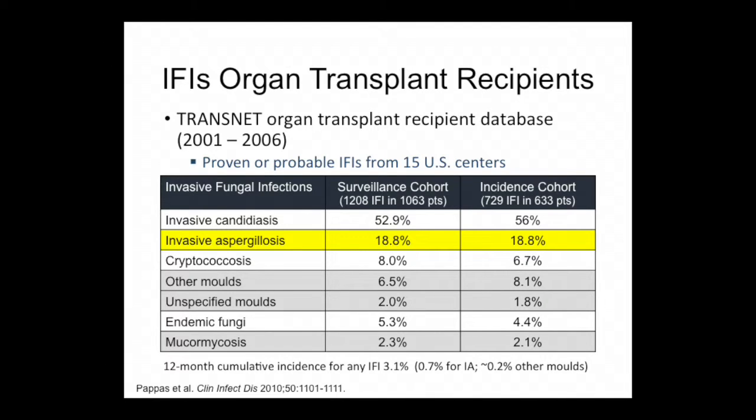So the first slide here is from the TRANSNET Organ Transplant Recipient Database. This collected cases of proven and probable invasive fungal infections from 15 U.S. centers from 2001 through 2006. And it was shown that invasive candidiasis was the most prevalent invasive fungal infection. This was followed by invasive aspergillosis, but there were some other molds as well that popped up. Some of the phaeoid molds that we'll talk about a little bit later, some that were unspecified, we really couldn't tell exactly what the mold was, and then also mucormycosis, which we'll spend some time on a little bit later in the talk.